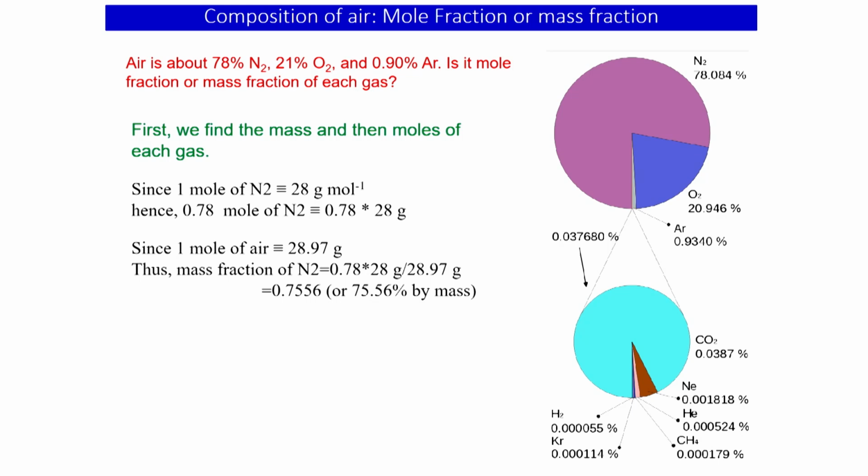Now, I am talking about the mass. Similarly, since 1 mole of air is actually how much? What is the molecular weight of air? You have to calculate that one. I gave the previous example and it turns out to be 28.97. Just do the calculation. So, how much will be the mass fraction of nitrogen? It will be 0.78 into 28 divided by the molecular weight of the air, 28.97. So, this turns out to be 75.56%.